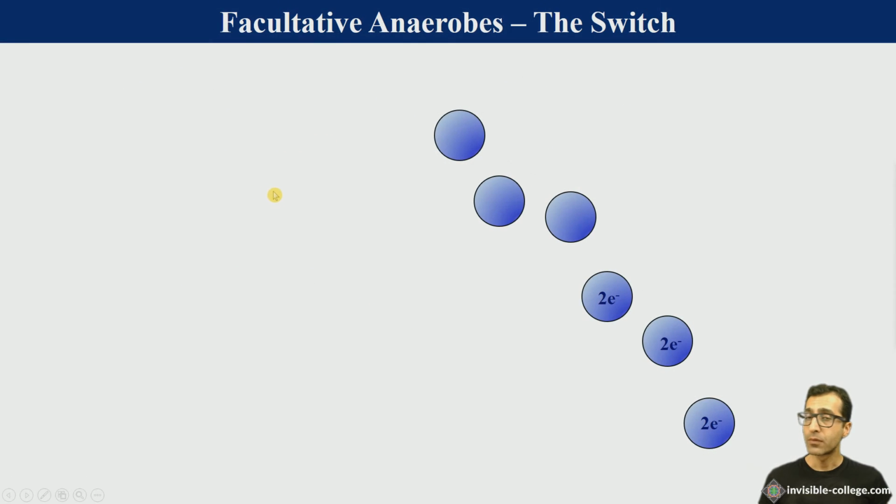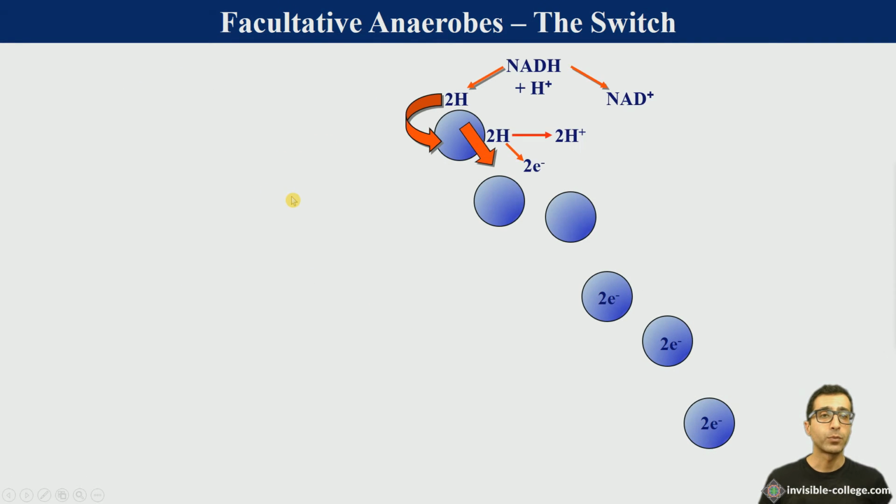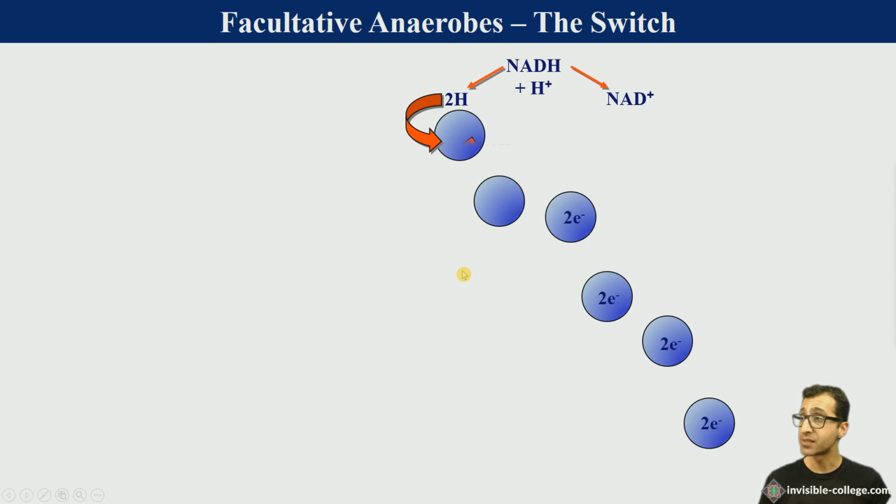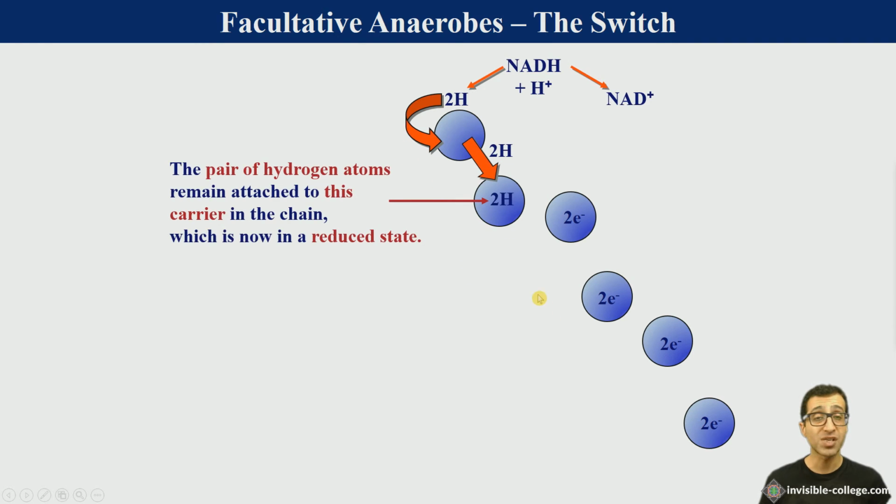So we now have basically all of the electrons in the electron transport chain ultimately becoming reduced, and this in turn basically holds up the entire process.